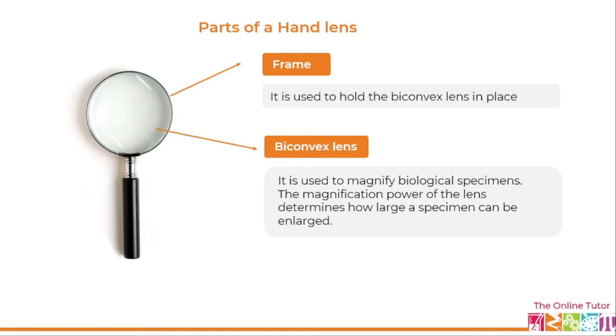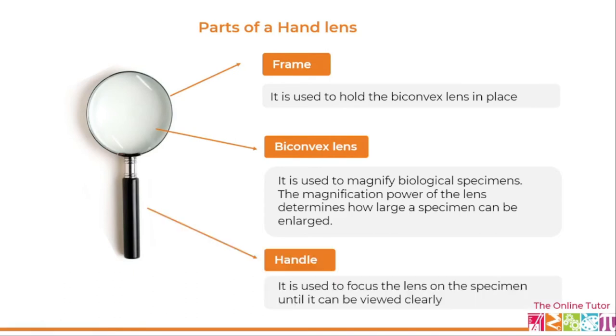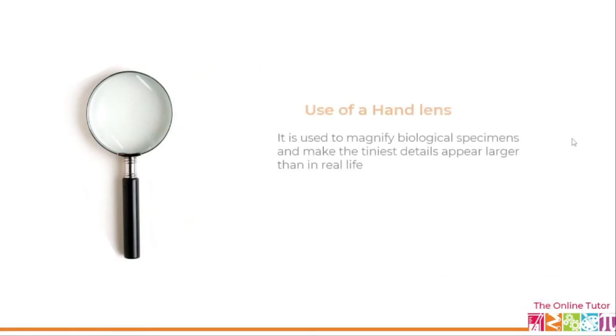Now, the last part of the hand lens that I want to look at is the handle. The handle is used to focus the lens on the specimen until it can be viewed much more clearly. So if you are trying to observe a specimen, you use the handle to aid in focusing on the specimen until you can observe it much more clearly.